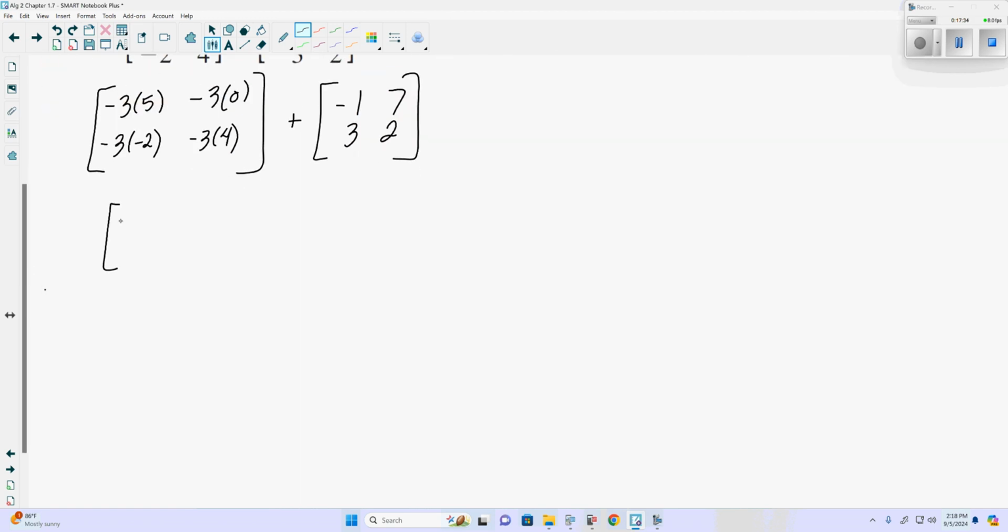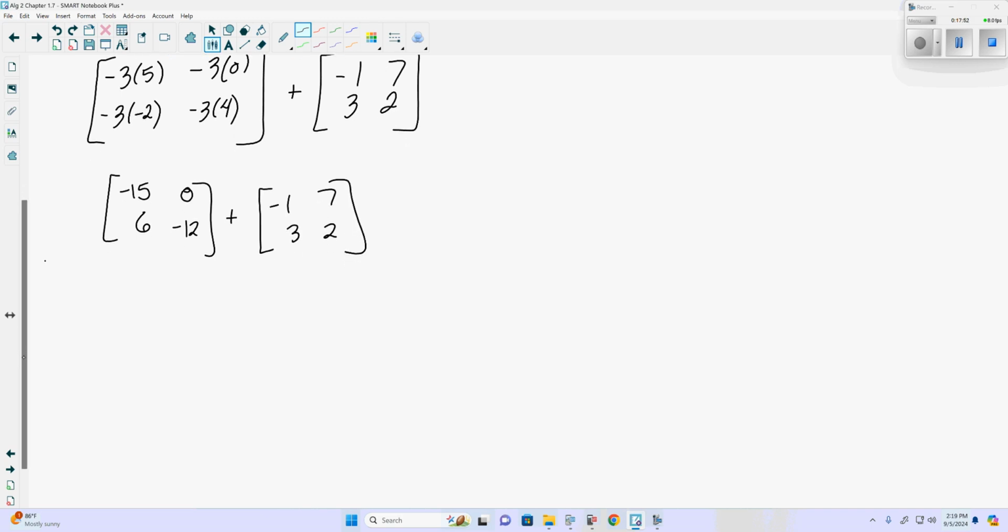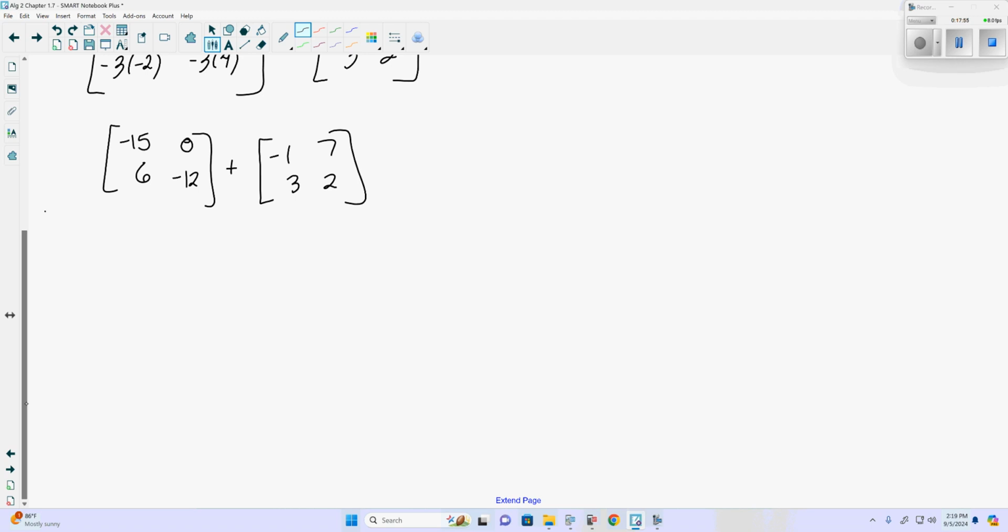Negative 3 times 5 is negative 15. Negative 3 times negative 2 is positive 6. Negative 3 times 0, 0. Negative 3 times 4, negative 12. And now we just need to add. So we'd have negative 15 plus negative 1, 0 plus 7, 6 plus 3, and negative 12 plus 2.